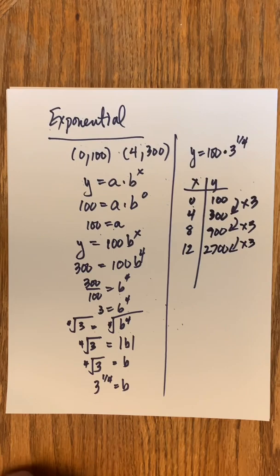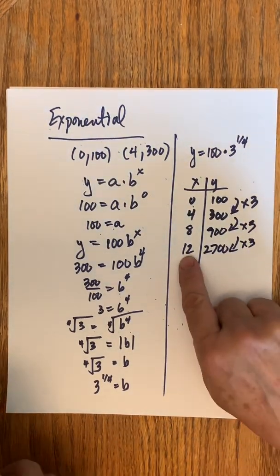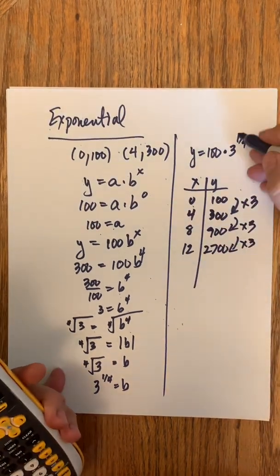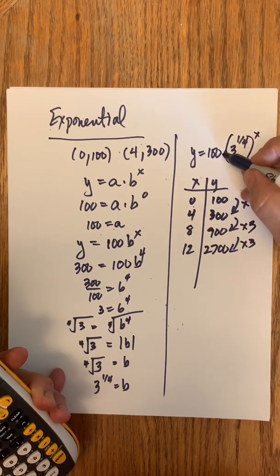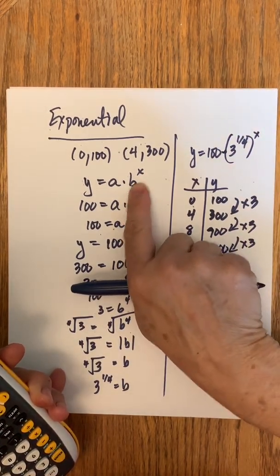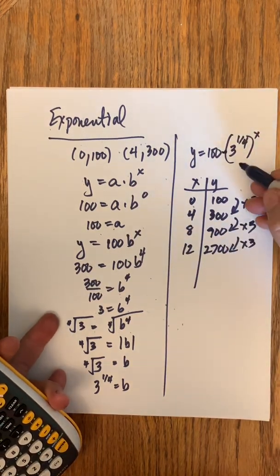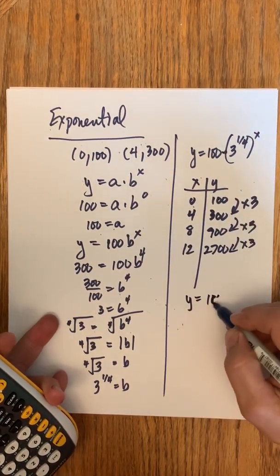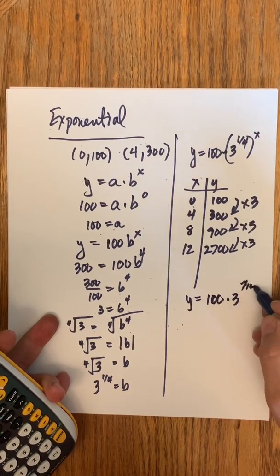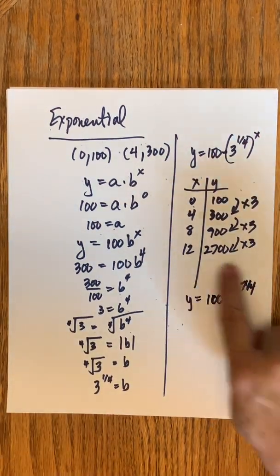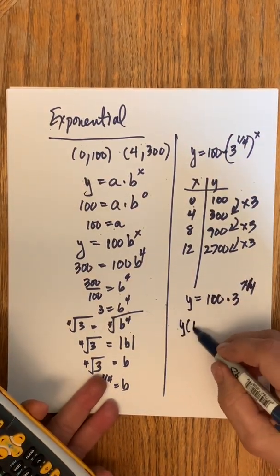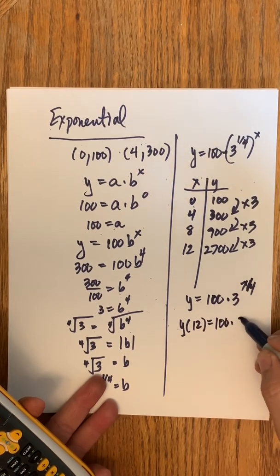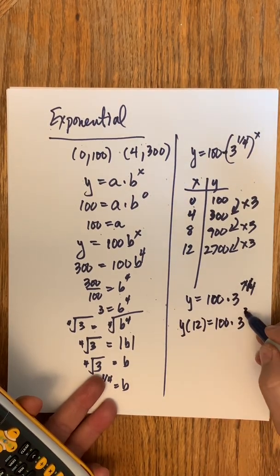Now let's just check our equation. So I want to put in 12. I'm sorry, that's 3 to the 1/4 x, right? There's our b is 3 to the 1/4 and then to the x. But we really would write it y equals 100 times 3 to the x over 4, right? All right, so let's go ahead and put in 12. When we put in 12, we're going to have y of 12 is equal to 100 times 3. 12 divided by 4 is 3, so 3 cubed, right?